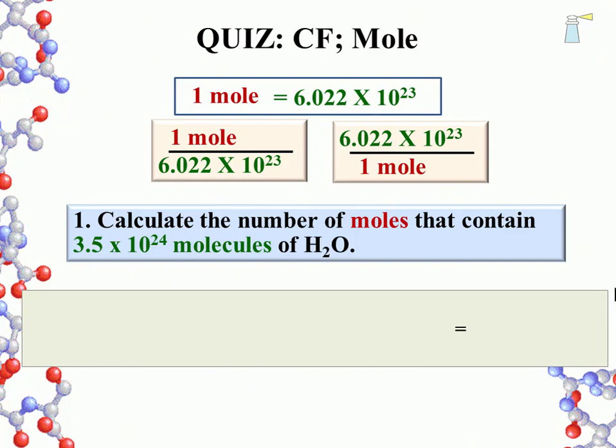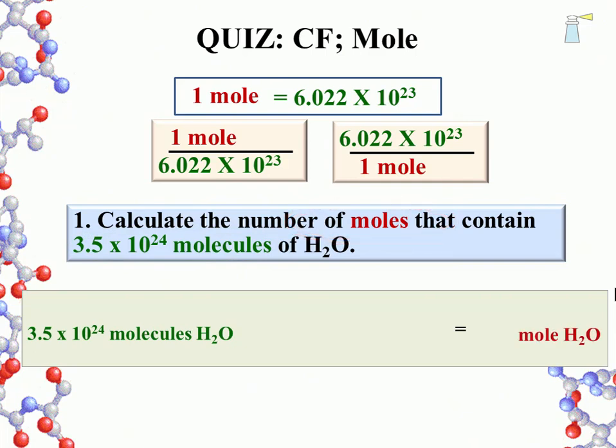Determining the given value with the current units and the wanted value with the desired units is the next step. From the question, we see that 3.5 times 10 to the 24th molecules is the given value, which is written on the left-hand side of the equation. And moles of water is the desired unit, which is written on the right-hand side of the equation.